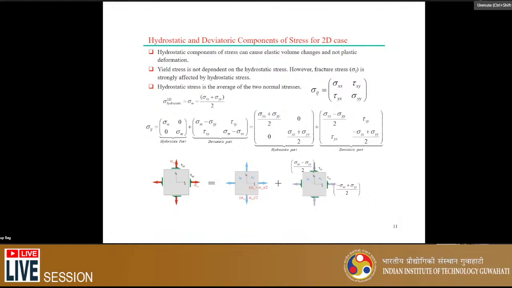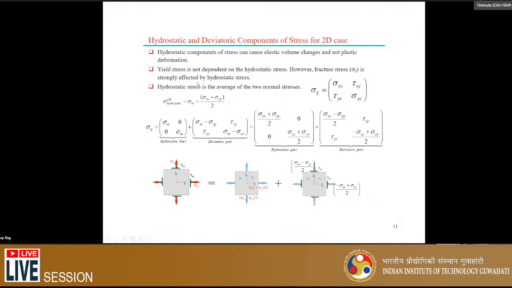But apart from this, we can find the hydrostatic and deviatoric stress components, for example in two dimensions. Any state of stress can be represented as a hydrostatic stress plus a deviatoric stress component. Here you can see the hydrostatic stress component actually causes elastic volume changes. So there is a change of volume, not plastic deformation. The deviatoric stress component can also be represented, and it is responsible for other action. Maybe shearing action is important when using the deviatoric stress component.